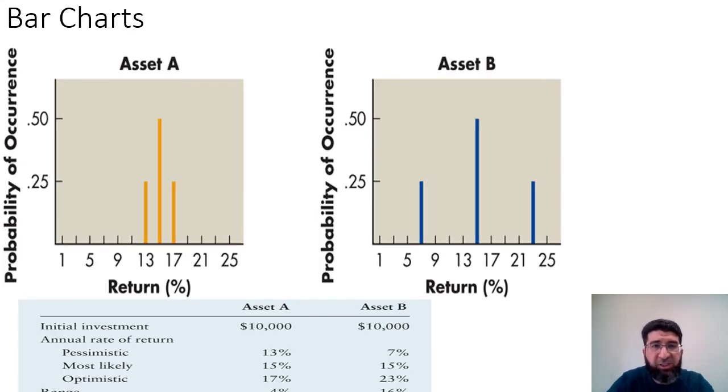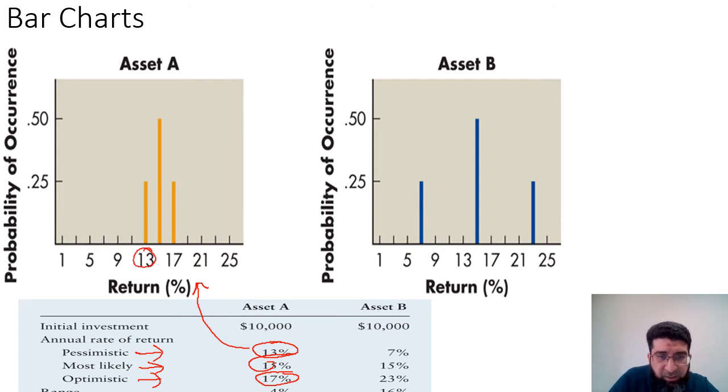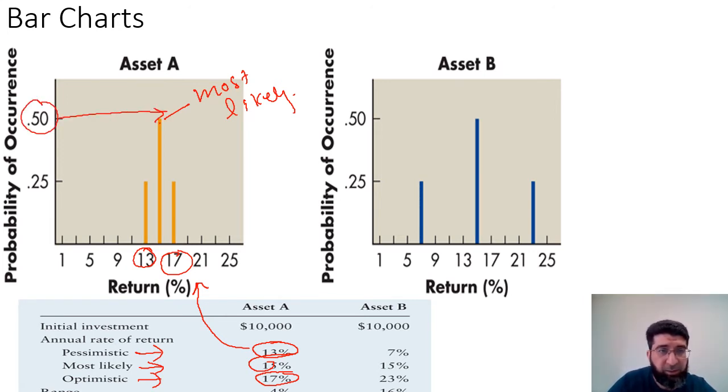Let's look at the bar chart or discrete distribution. In a discrete distribution, the number of outcomes and probabilities are limited. Now you remember the returns that we have shown: pessimistic, most likely, optimistic. So in the pessimistic case we have 13% for asset A, optimistic is 17%, and most likely is 15%, and these are plotted here. The most likely, or what on average we'll get, is the highest bar, which you can see is a 50% probability, while both of the others have 25% probabilities.